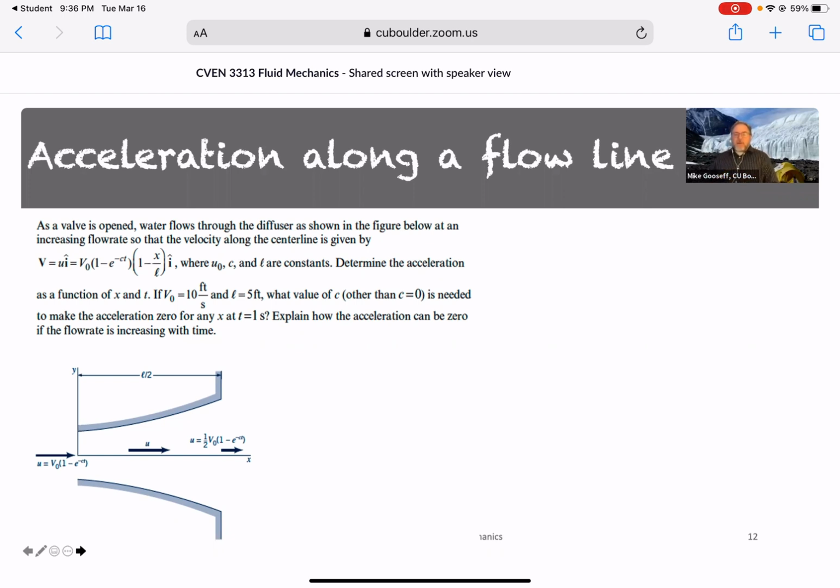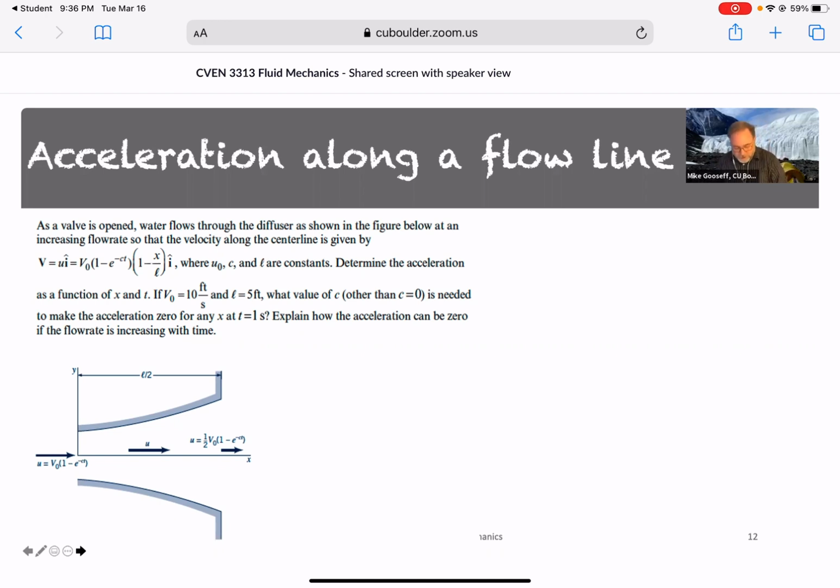In this case, however, the flow rate is increasing. So coming in from the left, we have increasing flow. So how do we get acceleration equal to 0 for any x at t equals 1 second, and explain how the acceleration can be 0 if the flow rate is increasing with time? Essentially, what we expect is that there's going to be a trade-off between the flow rate change and this expanding cross-sectional area.